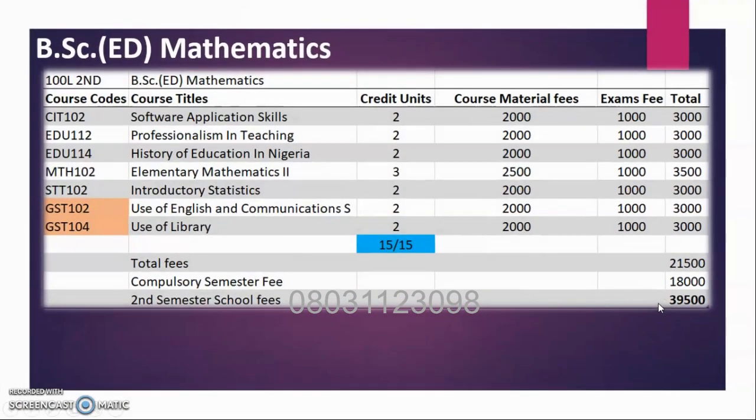Then we go to second semester 100 level. These are your courses. You have 15 of 15, which means you are supposed to pass all of them. You are expected to pass all, not some.